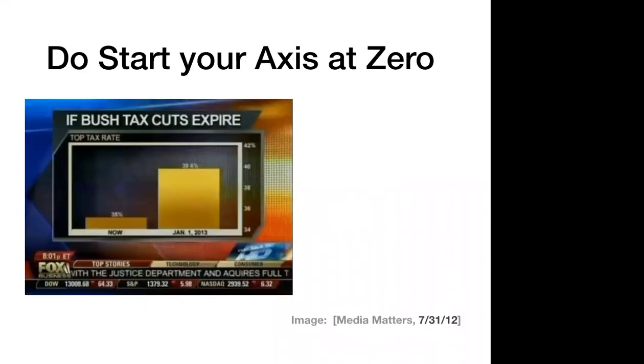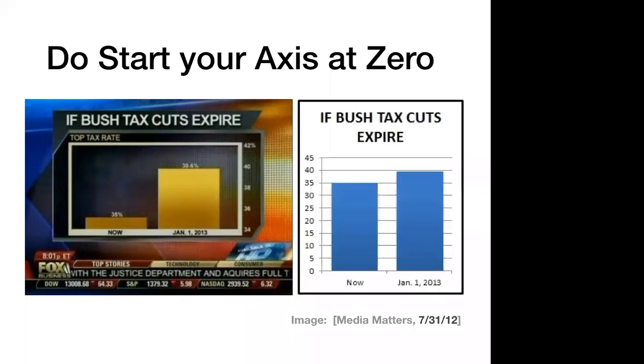Okay, here's another do. Do start your axis at 0. Fox News is notorious for misrepresenting charts. Looking at this, it's very dramatic. Oh my God, between now and January 1st, it's just going to be a disaster. But if you look closer, you see that they start the axis at 34. So all this bottom half of the chart, from 0 to 34, is missing. It's much better represented like this, starting with the 0 axis. So that is a must do for bar charts, but only for bar charts.